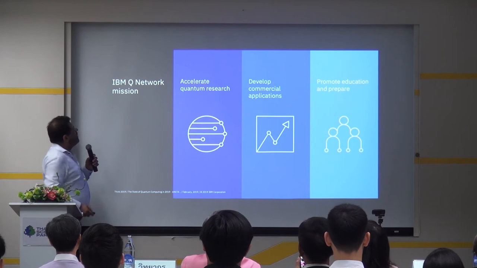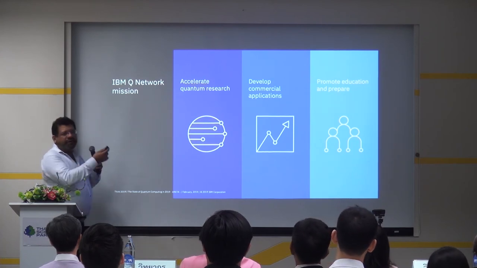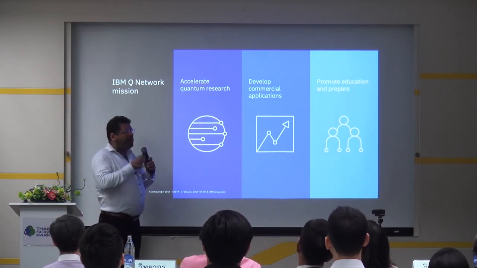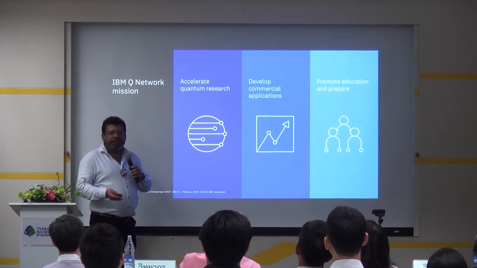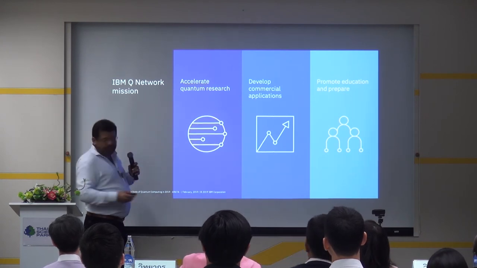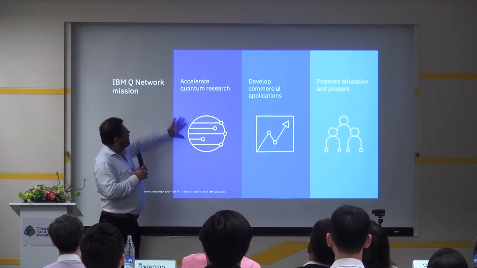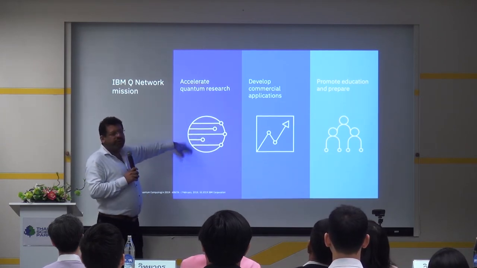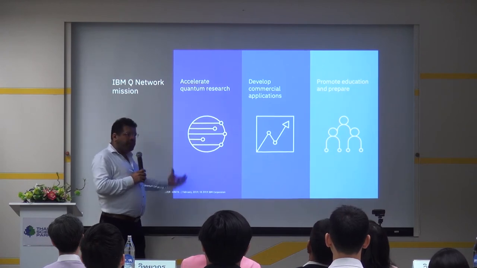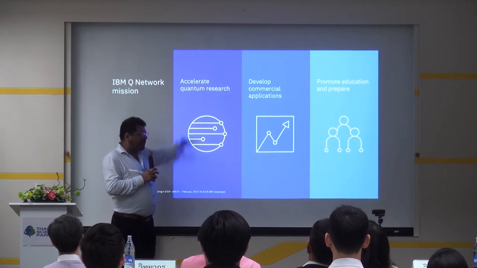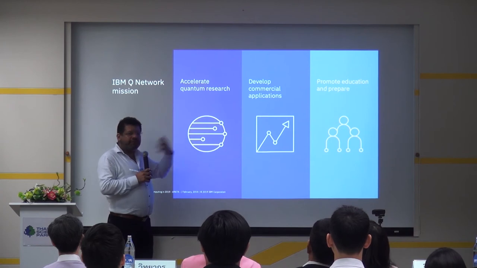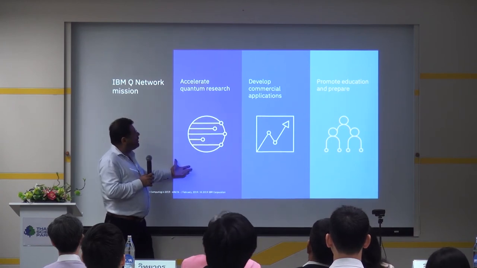And then here, the Q Network. At this point you say, all right, I understand it, I've tried it out, now how do I work with you guys? The Q Network's main mission is these three pieces. Number one, obviously, is to accelerate quantum research. We don't want to keep it still, we want to keep it going, whether it's hardware or software. That's why we have a nice full stack that we want to continue contributing to, and have others contribute as well.